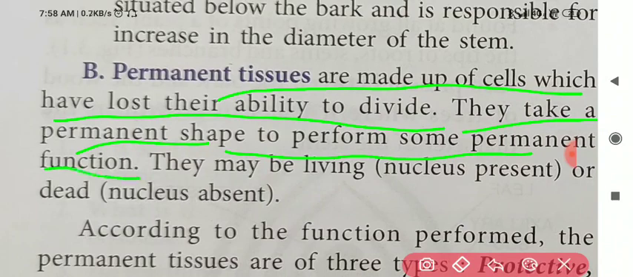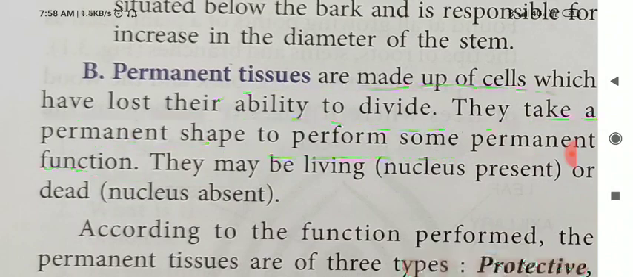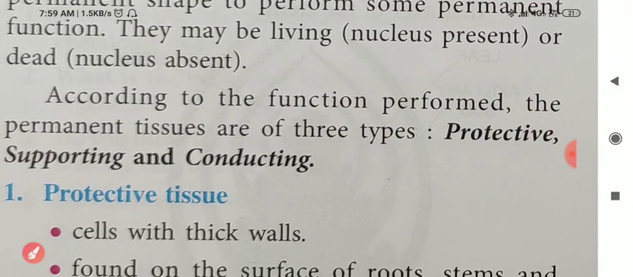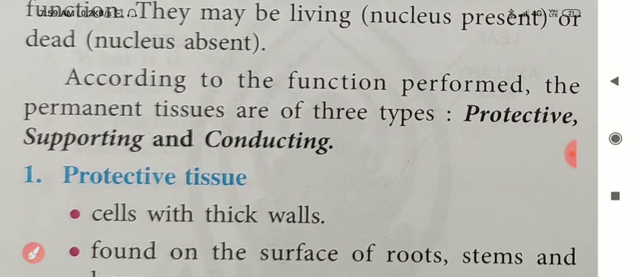In the starting I told you that there are two types of plant tissue, meristematic tissue and permanent tissue. About meristematic tissue we have already discussed. Now we are discussing permanent tissue. Permanent tissues are made up of cells which have lost their ability to divide. They take a permanent shape to perform some permanent function. Clear?